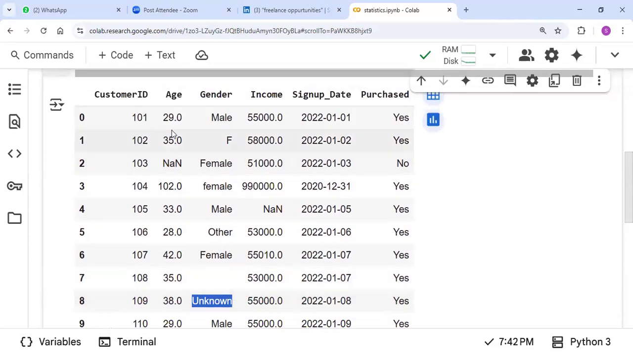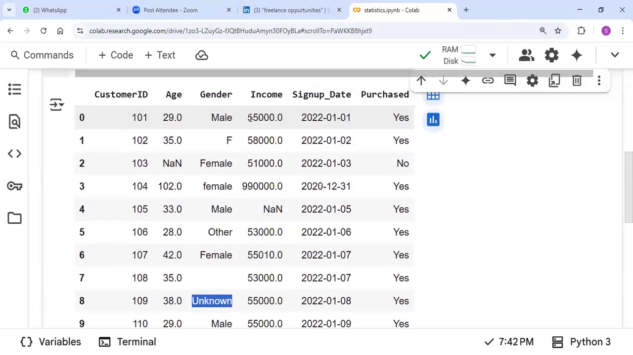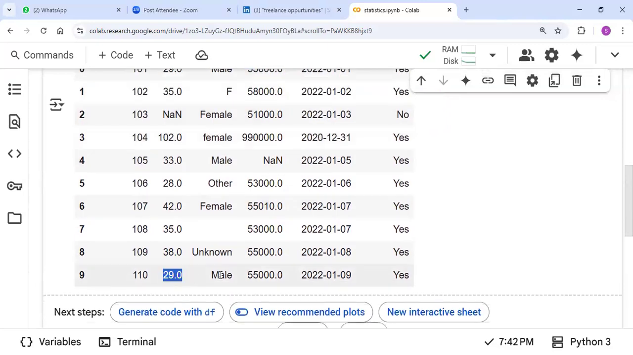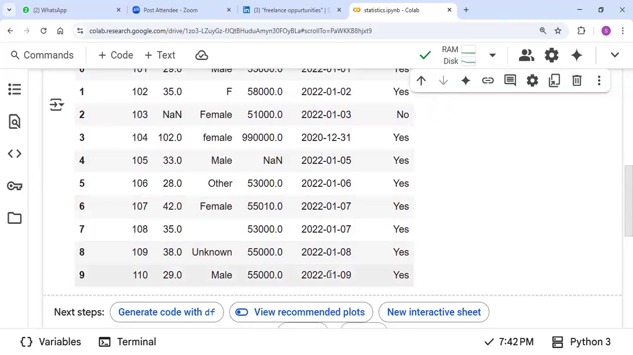You can also find that there is redundancy of data. Redundancy means repeated or duplicated data. You see, customer ID 101, the age is 29, he is a male, and his income is 55,000. The sign up date might be different, but this data is actually occurring two times.